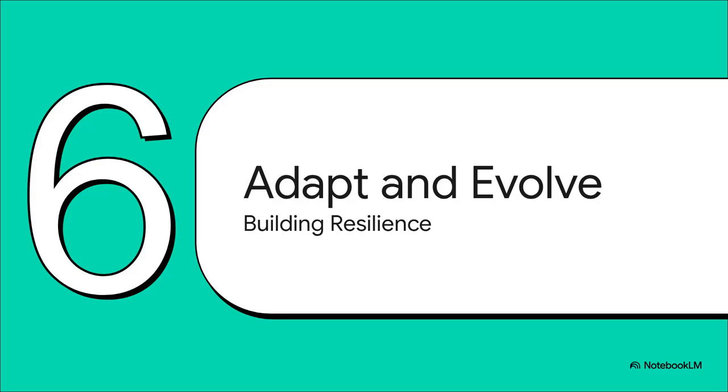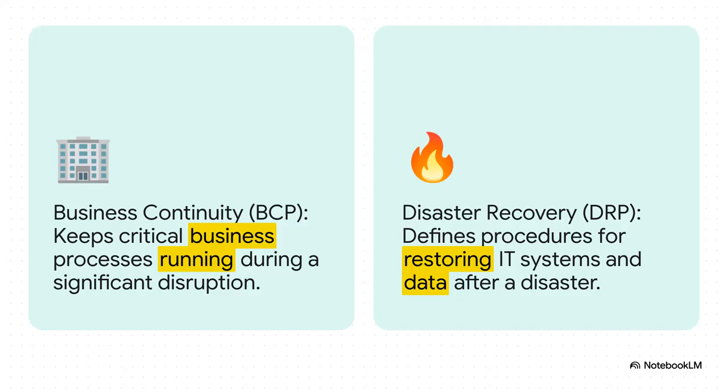And all of this leads us to our final and maybe most important point. You have to adapt and evolve. Security is never a one-and-done project. It has to be a living, breathing system that is always learning and always improving. A huge part of adapting is being ready for when things go wrong. And here, people often get two key plans confused: business continuity and disaster recovery.